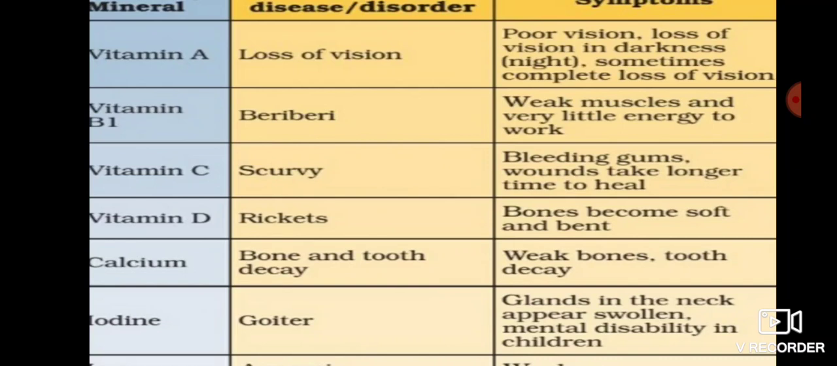So please consume vitamin B1 food items, like rice, wheat, fruits, and vegetables. If you consume these kinds of foods, you can avoid beriberi disease. Next, if you are suffering from deficiency of vitamin C.